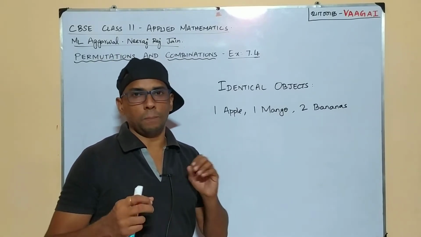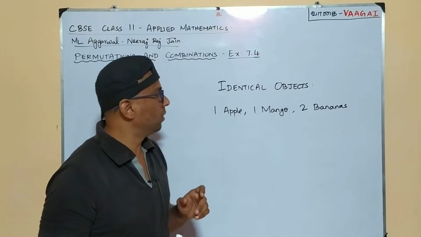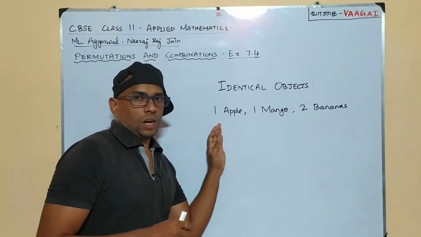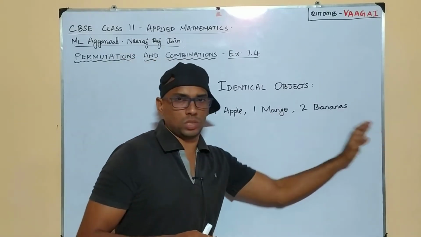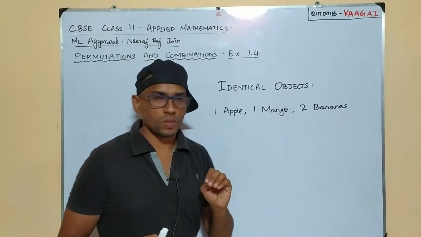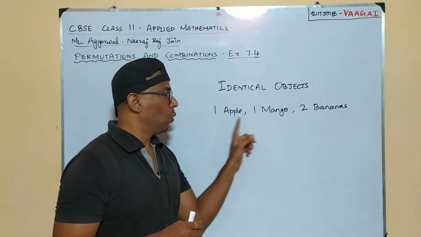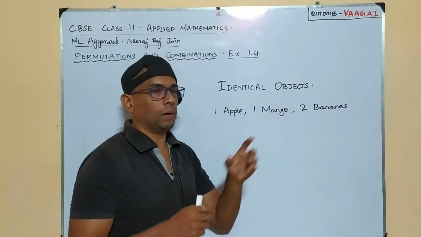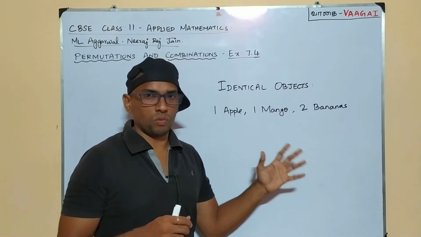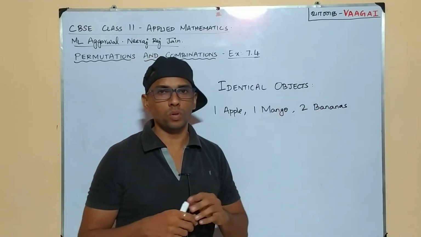Let's take a plain, very clear basic example. There are totally 4 fruits. There's one apple, one mango, and there are 2 bananas. So totally there are 4 fruits, right? 1 plus 1 plus 2, there are 4 fruits.